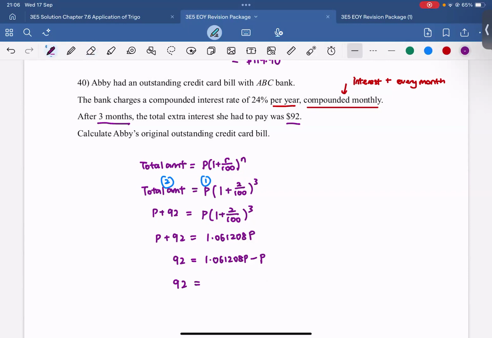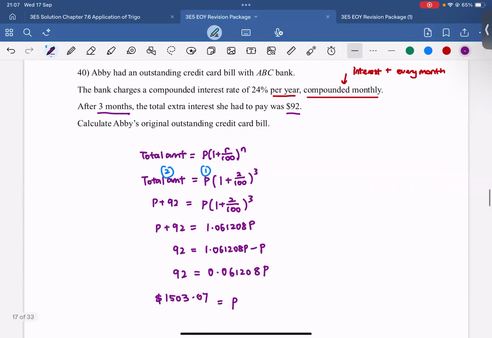Oh, I know. 0.061208, like that. To find P, what do you do? You take 92 divided by that. You get 1,503.07. So you can see, you just owe the credit card $1,500. Then just 3 months, you need to pay $92 interest. That's crazy.